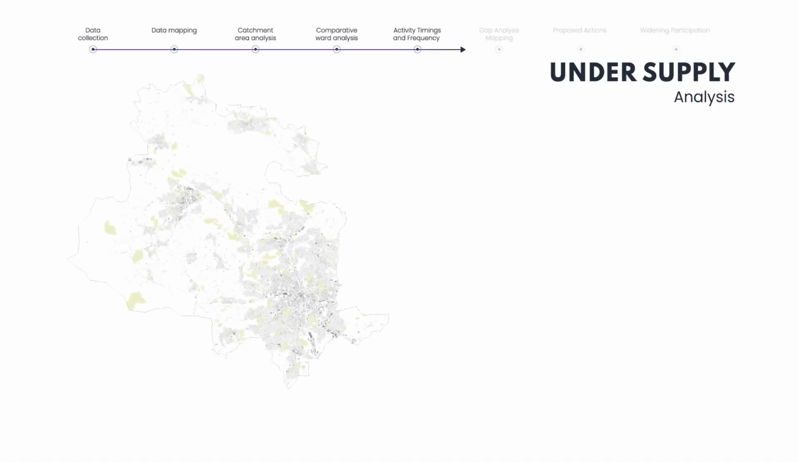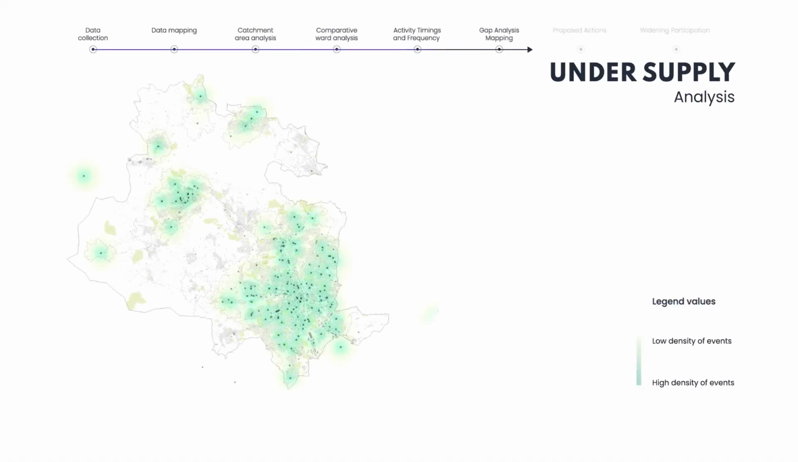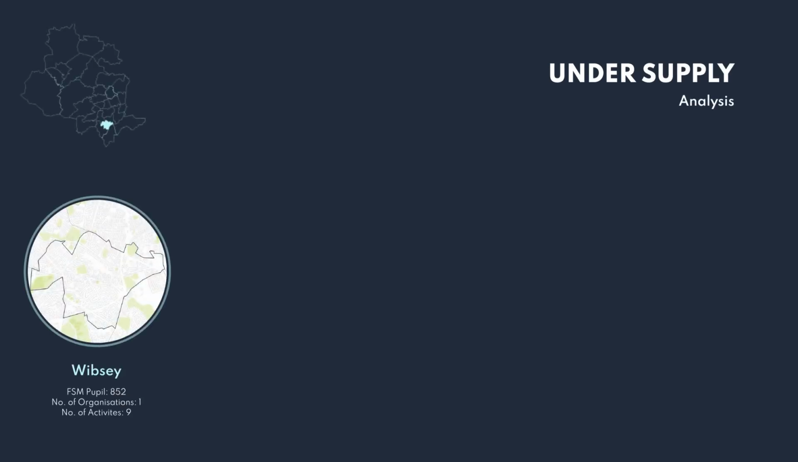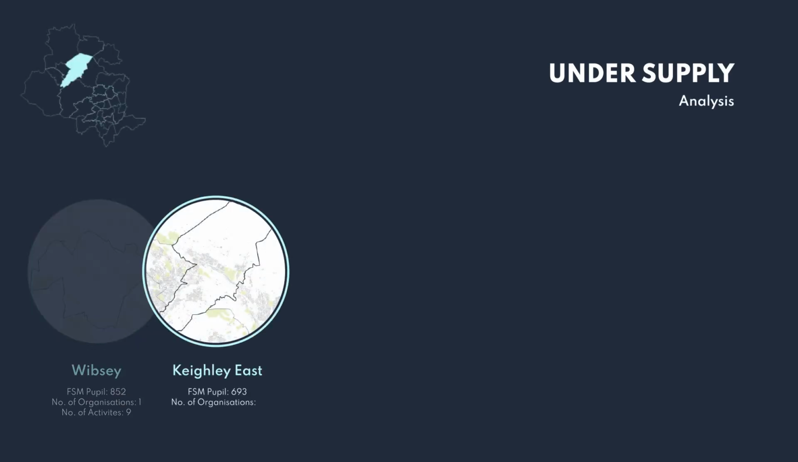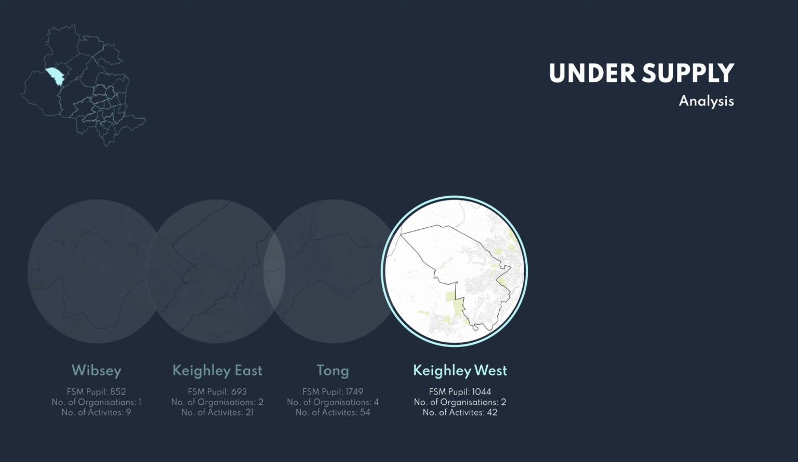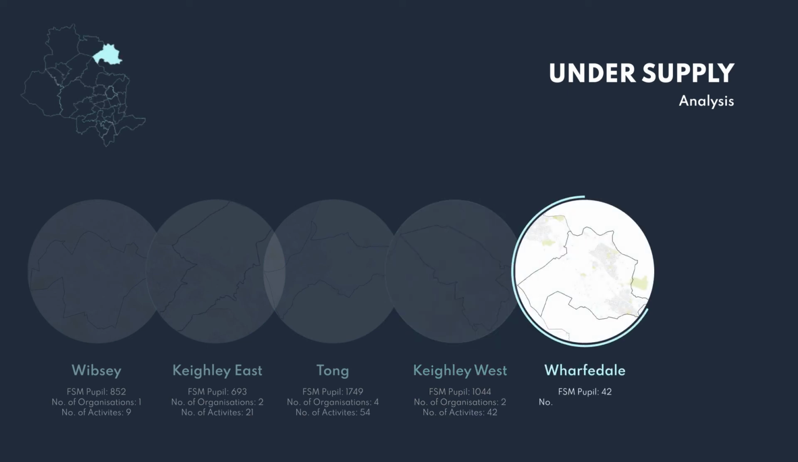We further looked into the undersupply of areas where not enough activities took place. These are the ones highlighted in blue. When we look at those in a little more detail, we can see what each of them did: how many activities took place, against how many free school meal pupils lived there, and how many organizations were based there.